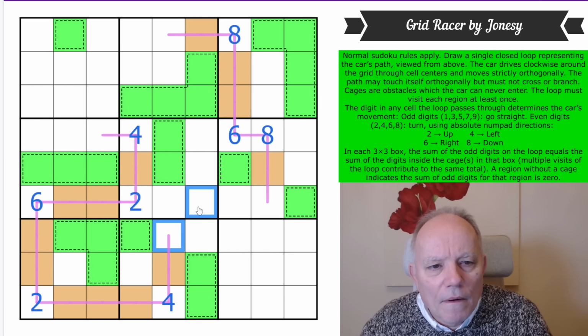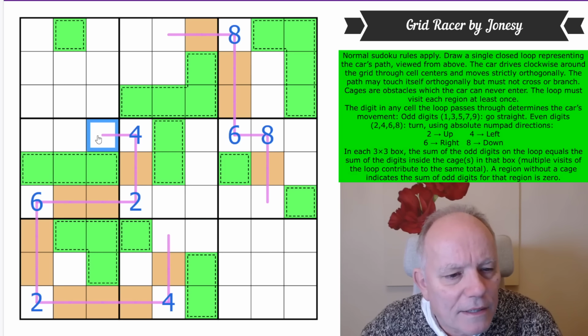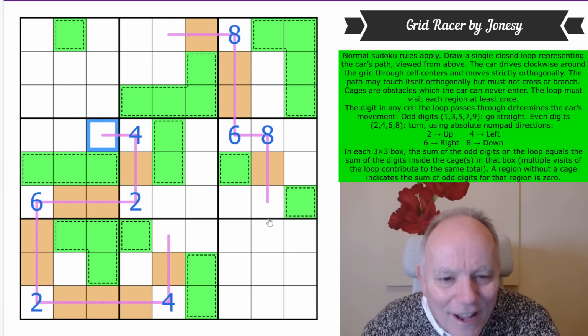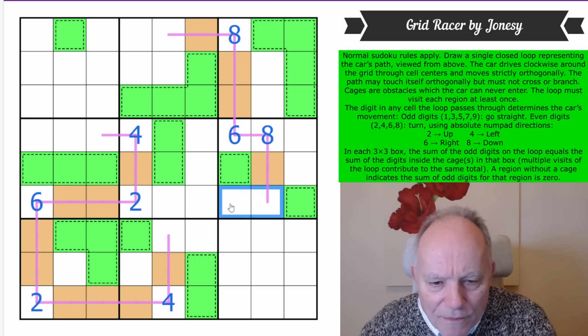Now, the shimmy rule, I don't know. No. Sorry, I keep saying I don't know. I don't even know what I don't know. The only even digit we could put here is a 4 and go left.